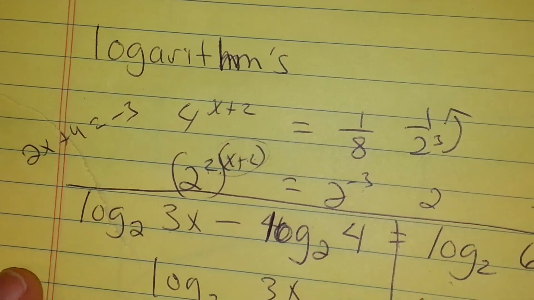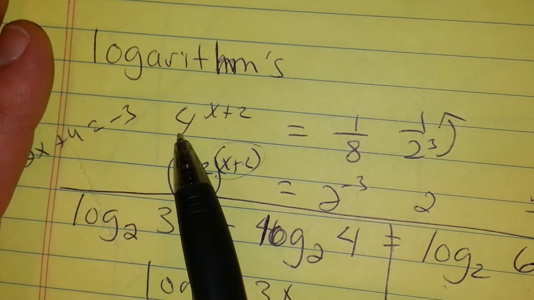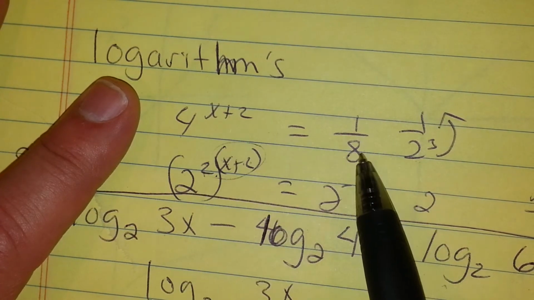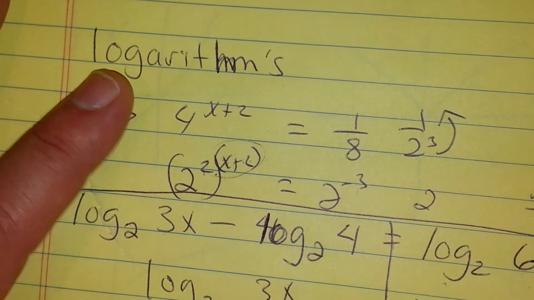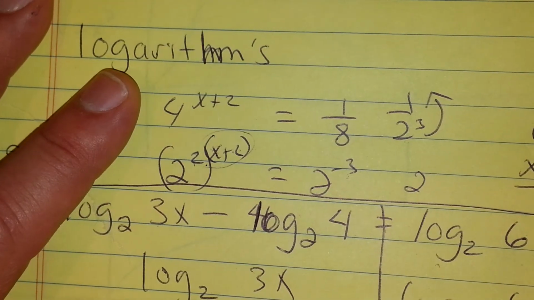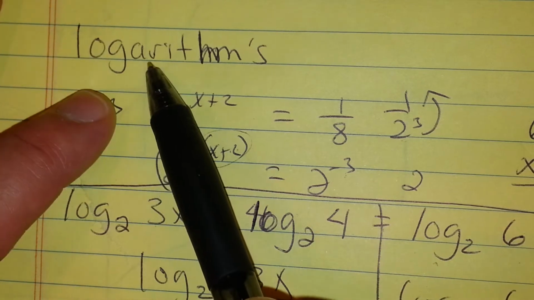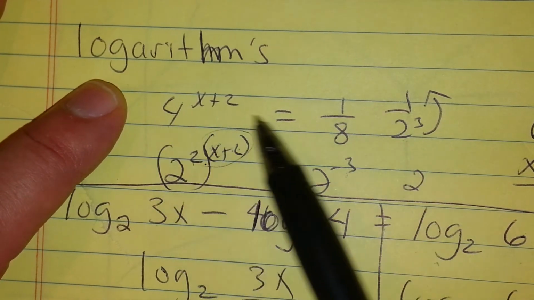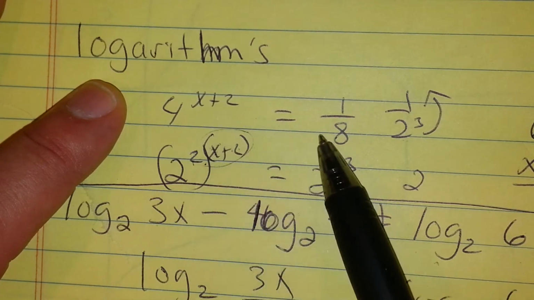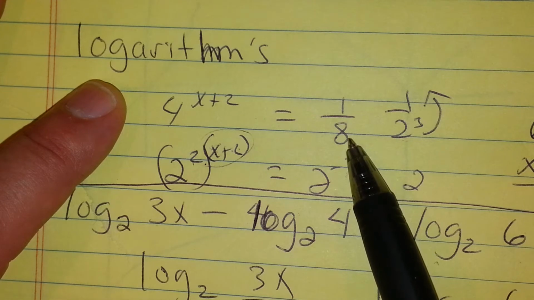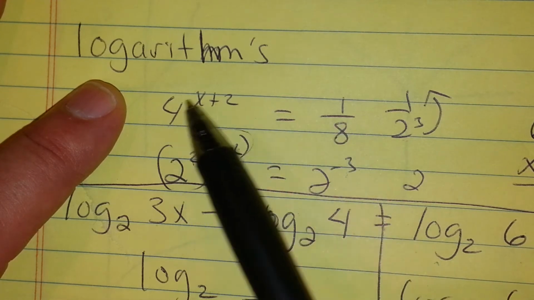All right. So here I've got 4 to the x plus 2 equals 1 over 8. Look for a common base. There's one type of logarithm problem where you don't see a log anywhere. I've got 4 to the x plus 2 equals 1 over 8. One way to solve this is to get the common base.